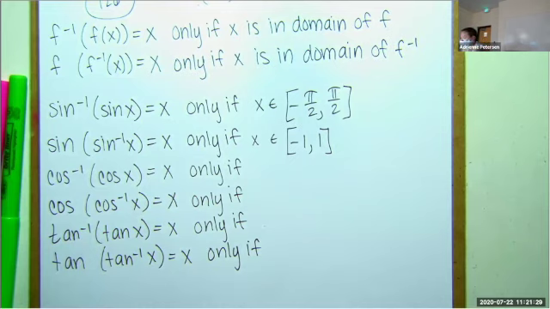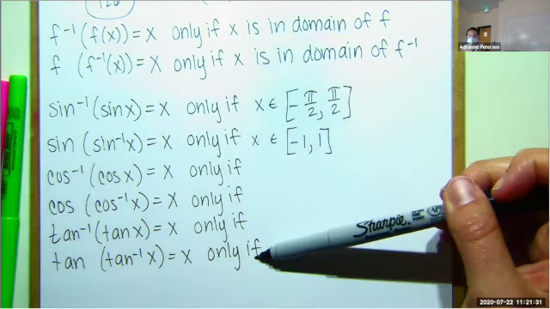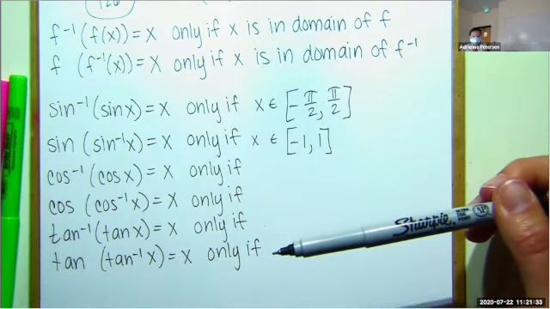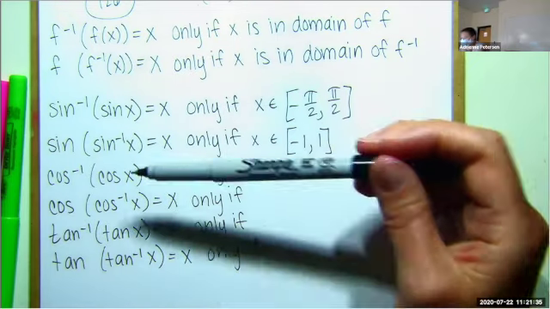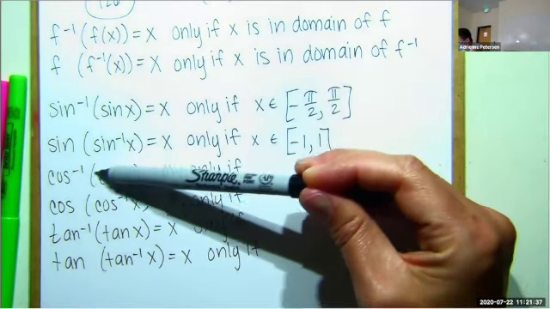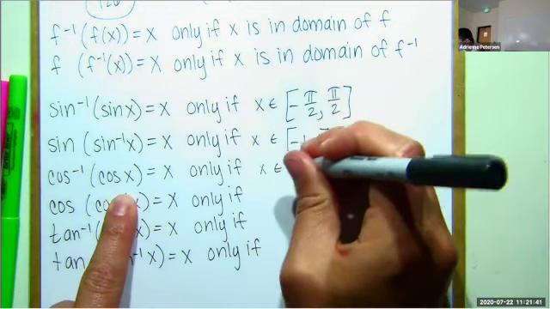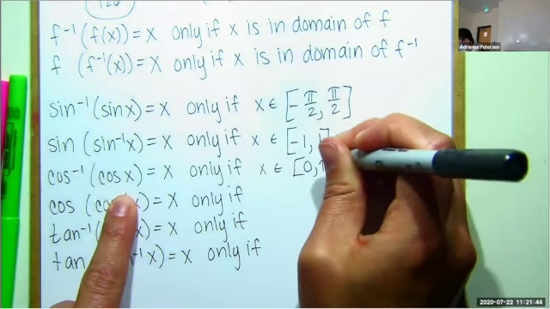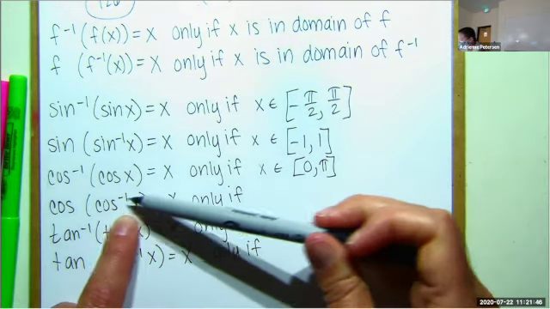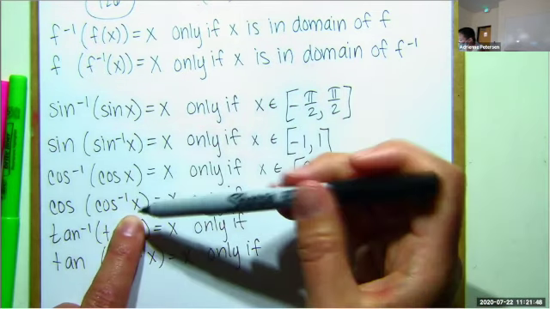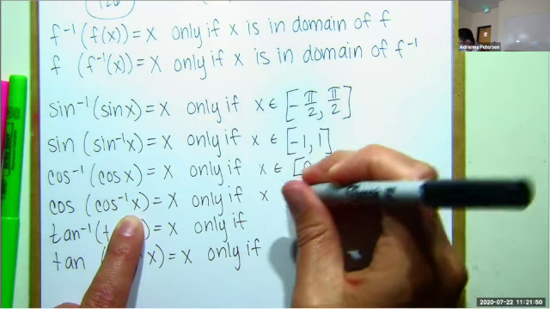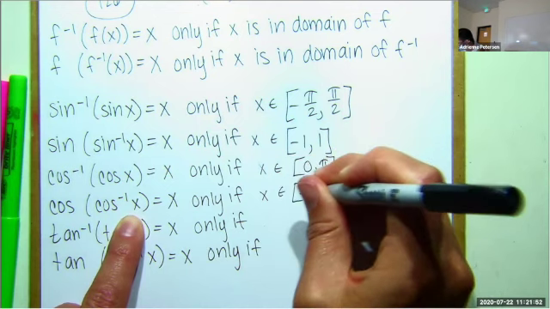Okay, so let's fill these in. In order for these to cancel each other out, like a square root and a square, this input has to be in the domain of our original function. So for cosine here, we restricted the domain from 0 to pi. Here, for inverse cosine, the domain was the range of regular cosine, so that was from -1 to 1.